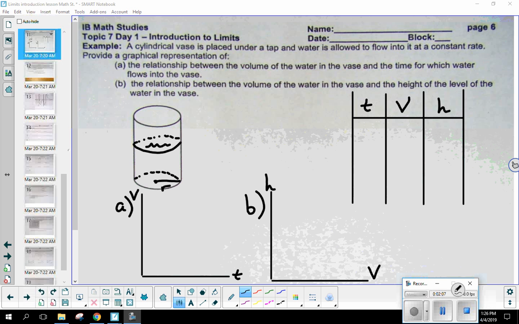So this last problem says: a cylindrical vase is placed under a tap of water and water is allowed to flow into it at a constant rate, and that's the key word there, a constant rate. Provide a graphical representation of A, the relationship between the volume of the water in the vase and the time for which the water flows into the vase, and B, the relationship between the volume of the water in the vase and the height of the level of the water in the vase.